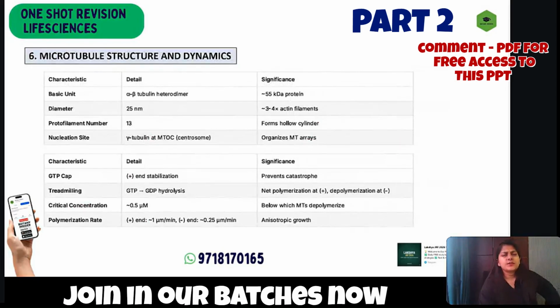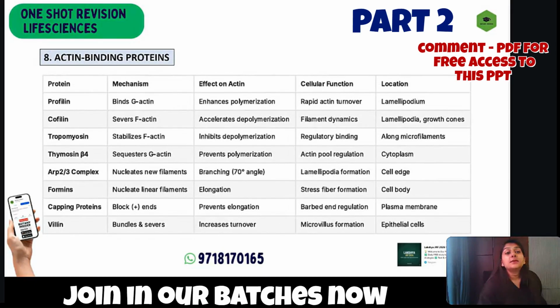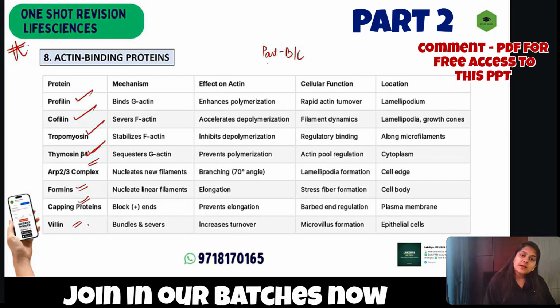Then you have the microbial structure dynamics portion, the various segments. Then you have actin, microtubule, filament binding proteins, very important. Take a screenshot of this or just keep a note of this. The various actin binding proteins: profilin, cofilin, myosin, thymosin beta 4, ARP2/3, formin, capping protein, villin. You can easily get a part B or a part C question from this segment in any manner.